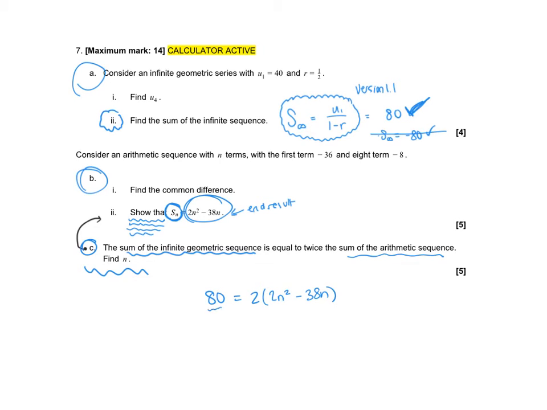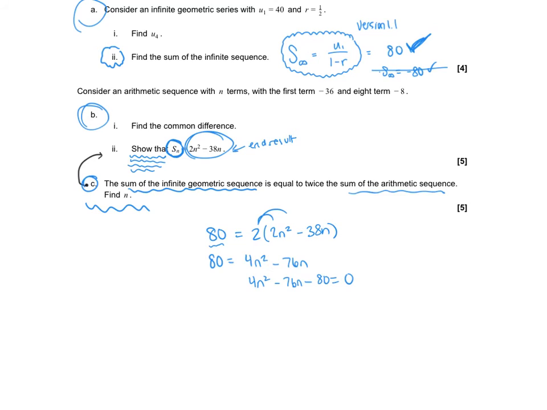So we take the sum of the infinite geometric series is equal to twice the sum of the arithmetic series. So now we just have an algebraic equation. So let's solve. I'm going to distribute the 2, and then I'm going to move the 80 over, so I have everything on one side. And look, we have a quadratic equation that we need to solve.